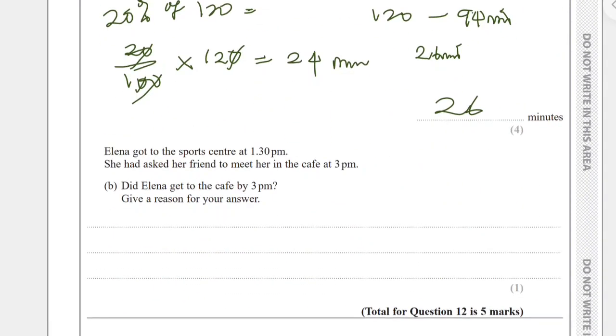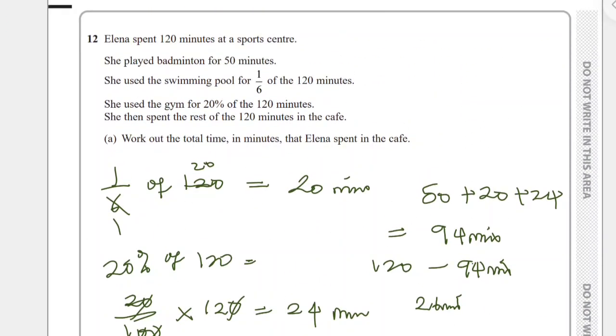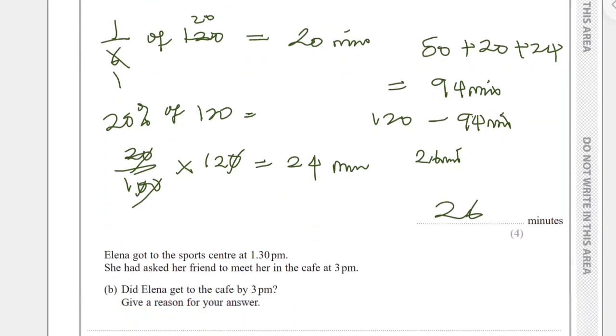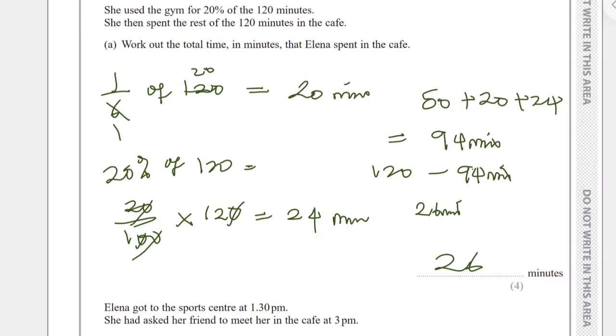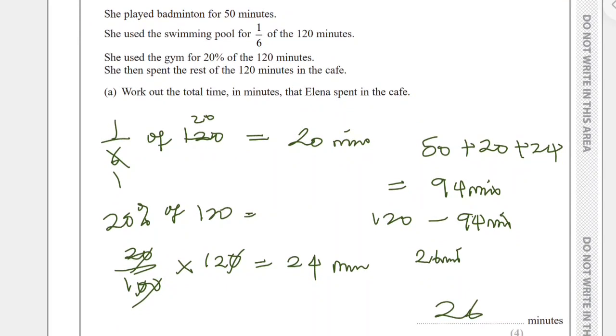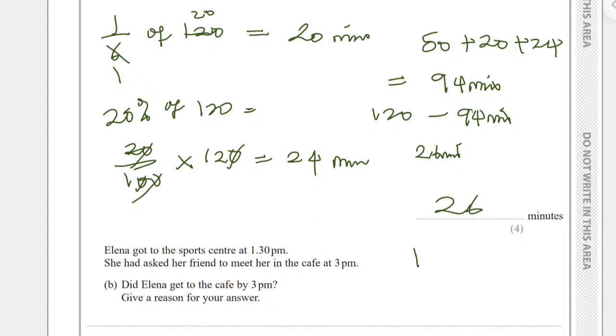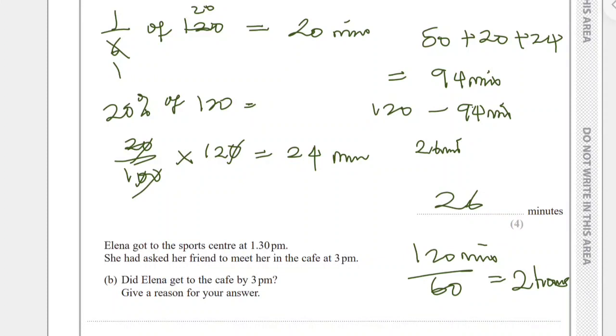Elena got to the sports center at 1:30 p.m. She had asked her friend to meet her in the cafe at 3 p.m. Did Elena get to the cafe by 3 p.m.? So let's check. Elena got to the sports center at 1:30 p.m. 120 minutes is how many hours? 120 minutes divided by 60 is equal to 2 hours.